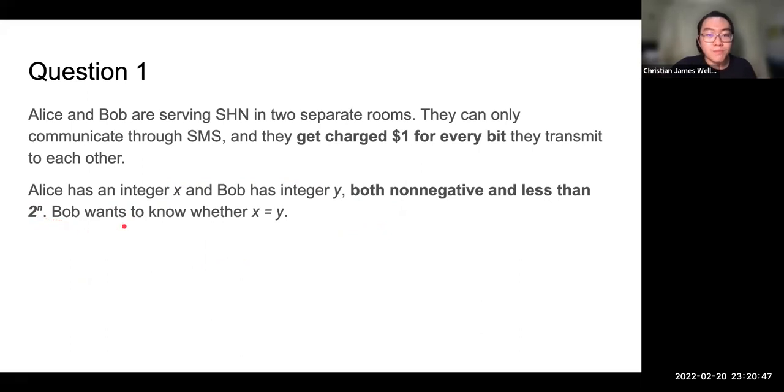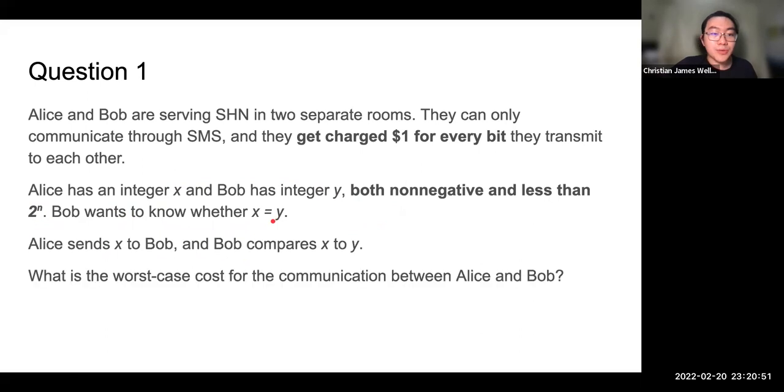Bob wants to know whether x equals y. How we do it is that Alice will first send the number x to Bob, and then Bob will compare x to y. So what is the worst case cost of the communication between Alice and Bob? Because I get charged $1 for every bit, by sending these numbers, how much do they have to pay? What's the worst case communication cost?